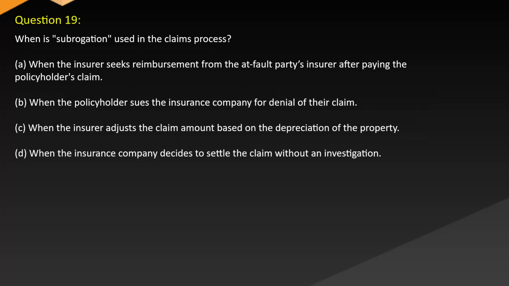Question 19. When is subrogation used in the claims process? A. When the insurer seeks reimbursement from the at-fault party's insurer after paying the policyholder's claim. B. When the policyholder sues the insurance company for denial of their claim. C. When the insurer adjusts the claim amount based on the depreciation of the property. D. When the insurance company decides to settle the claim without an investigation.